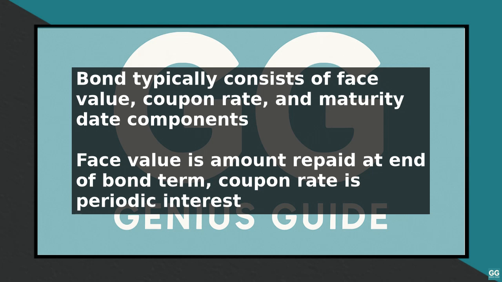The process of investing in Fidelity bonds begins with selecting the type of bond to invest in. There are various types of bonds available, including government bonds, corporate bonds, and municipal bonds. Government bonds are issued by governments to finance their activities. Corporate bonds are issued by companies to raise capital. And municipal bonds are issued by local governments to finance infrastructure projects.